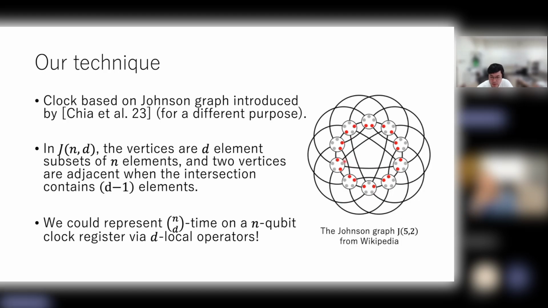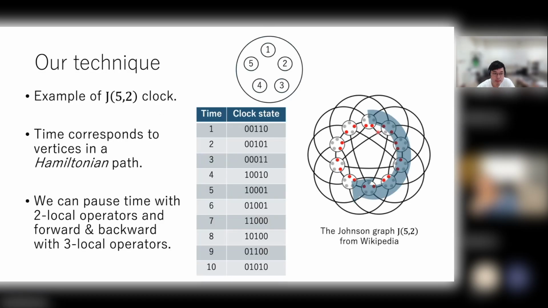This is one example of a Johnson graph, the 5-2 Johnson graph, and two vertices are adjacent if they differ by moving one red vertex to a different position. And this is an example of the Johnson graph based clock. In general, we can take a Hamiltonian path inside the Johnson graph.